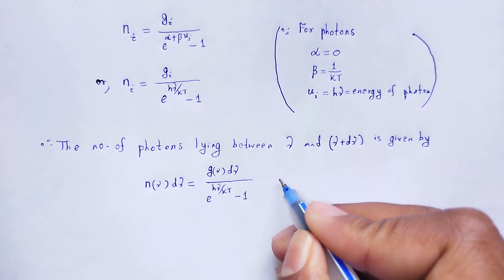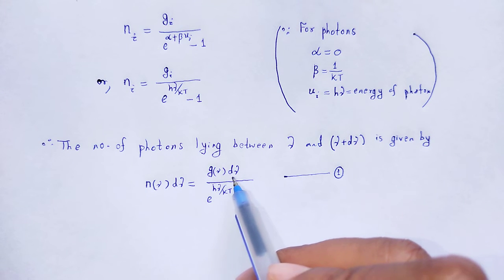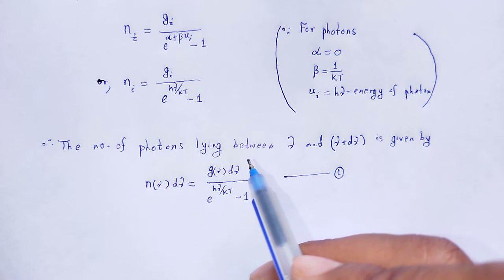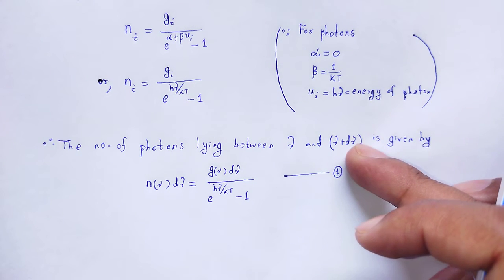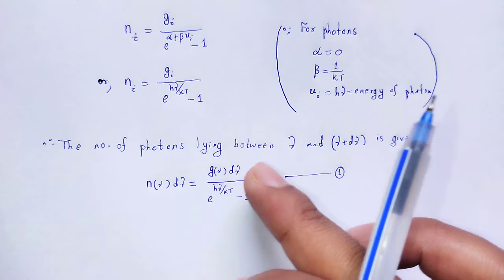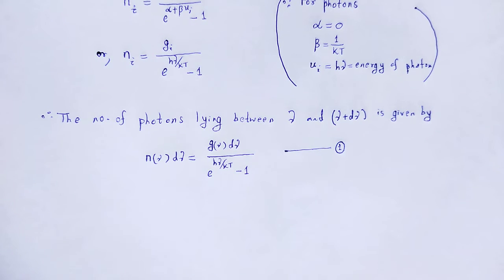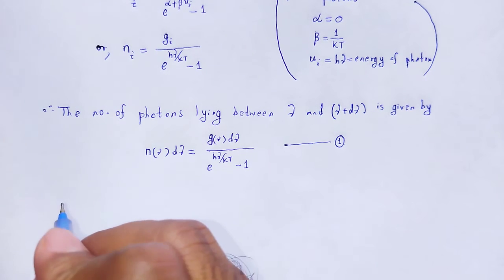From that expression, let us calculate the value of g nu d nu. g nu d nu is the number of cells in a particular phase space in the frequency range nu and nu plus d nu. To calculate that, first we calculate the number of phase space cells in a given momentum range.